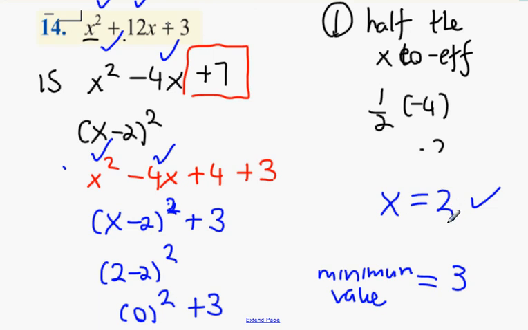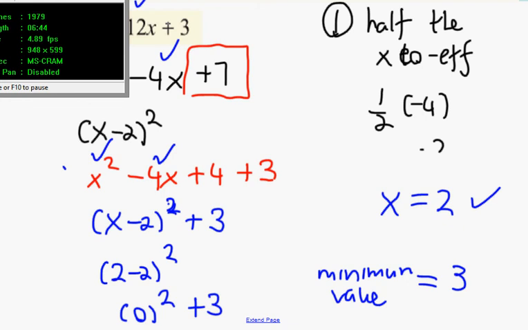Now that we know that x equals 2 gives the minimum value, what we then do is we figure out what is the overall value of the full thing. So then we find out that that's 2 minus 2 squared, which is 0 squared, plus 3. That gives you, the minimum value is 3. Okay?